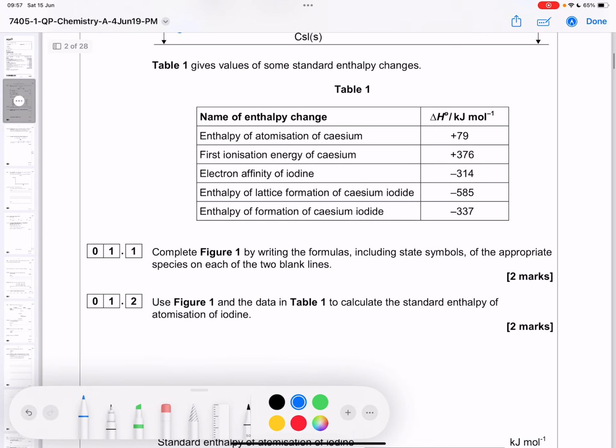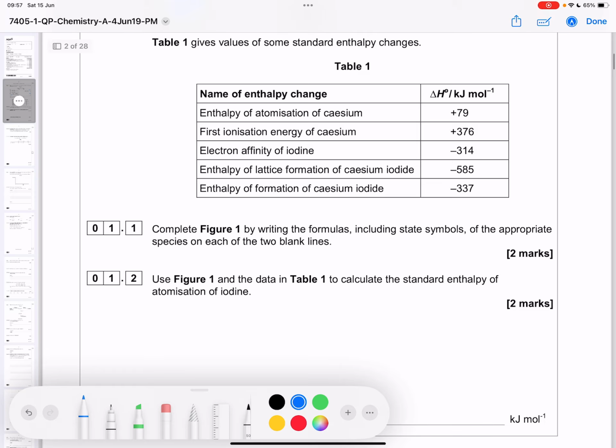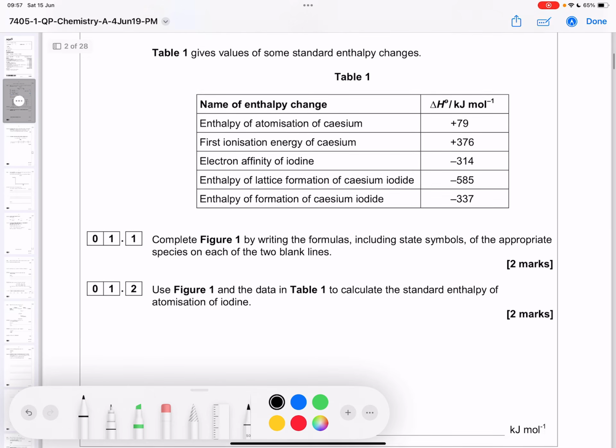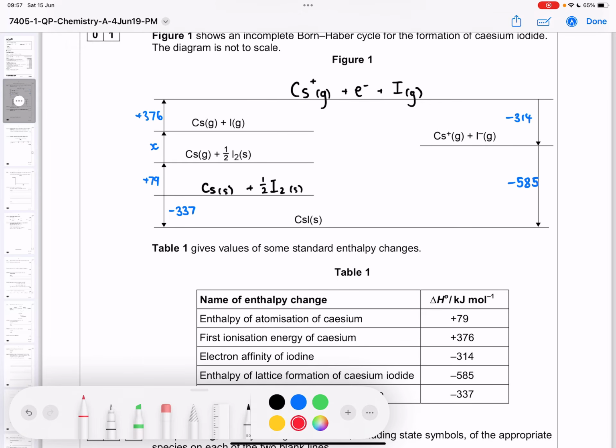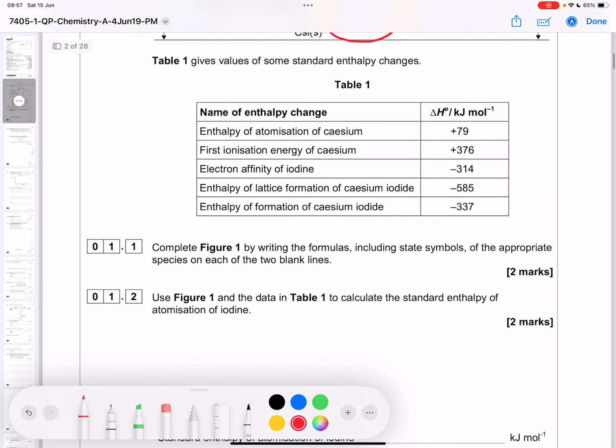The next part of the question says calculate the enthalpy of atomization of iodine. Now there are a number of ways that you can approach this calculation. You could use Hess's law directly and say that the arrow that we're trying to calculate starts here and ends here. The short route is just going up the arrow X. The long route would be to go around the cycle in a different direction from the start to the end, and then follow the arrows around. So I'll do this method first.